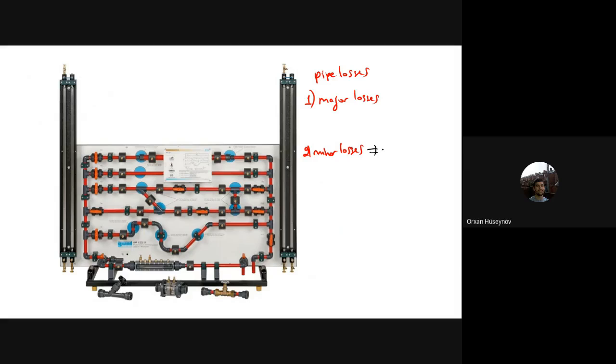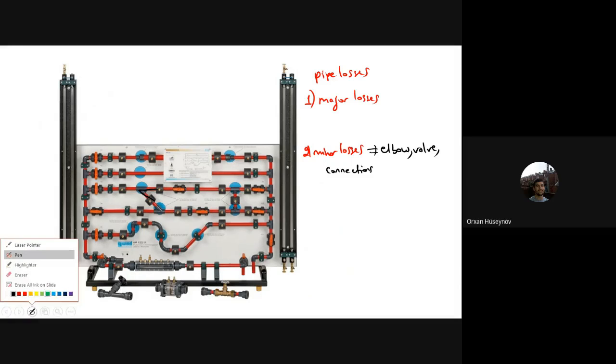The minor loss is, for example, elbow. Minor loss is, for example, valve. Minor loss is, for example, connections. Okay. For example, you can see here the connection type. Let me first write the types of the pipe flow losses, then I will analyze this picture here. You can have the connections, or you can have the area change. Okay. These are the minor losses.